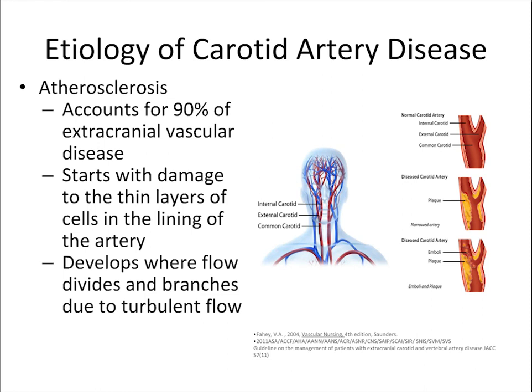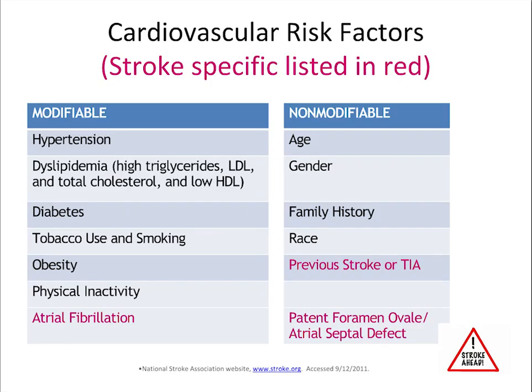80% of strokes are preventable, per the National Stroke Association. The key to stroke prevention from carotid disease is the management of atherosclerosis risk factors. Hypertension should be aggressively managed. According to JNC8, most blood pressures should be less than 140/90.